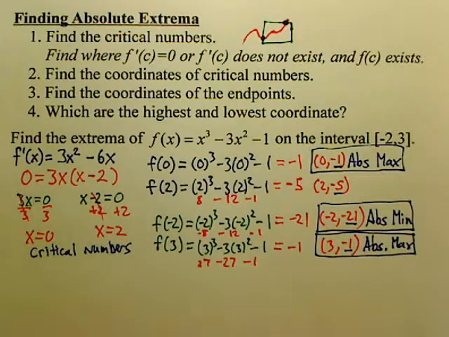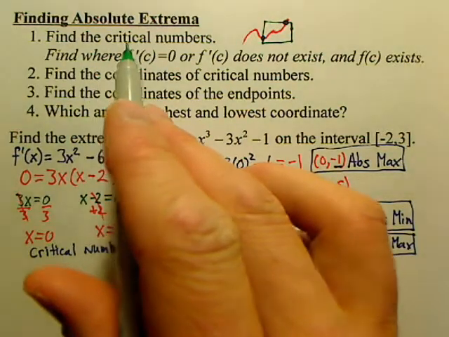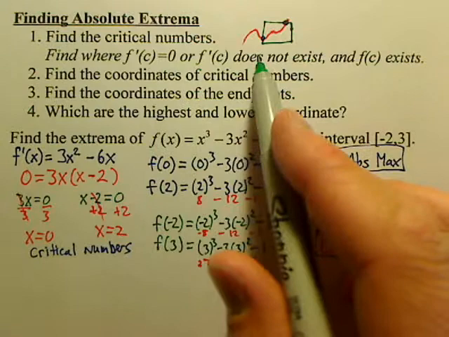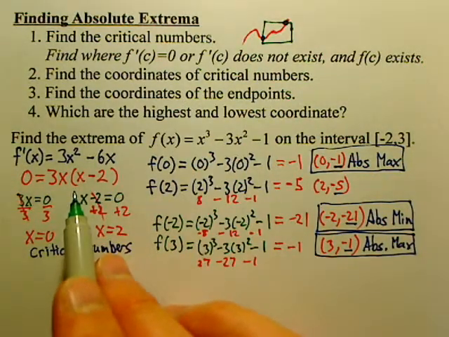So you just follow this procedure. You can always find your absolute maxes and mins. Now, why does this procedure work? What did I do? Why did I do it? First of all, critical numbers are where the slope is 0 or does not exist. Remember, I didn't have any does not exist here, but watch out for it.